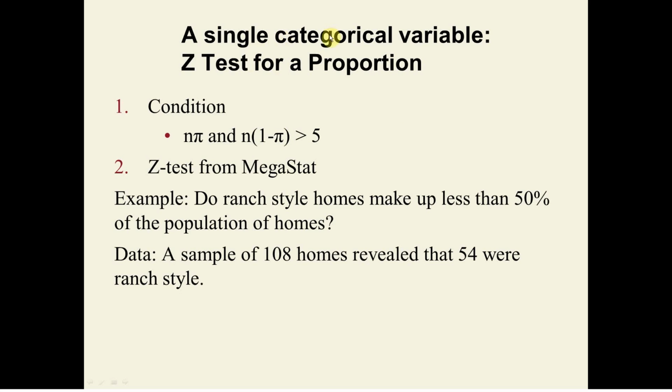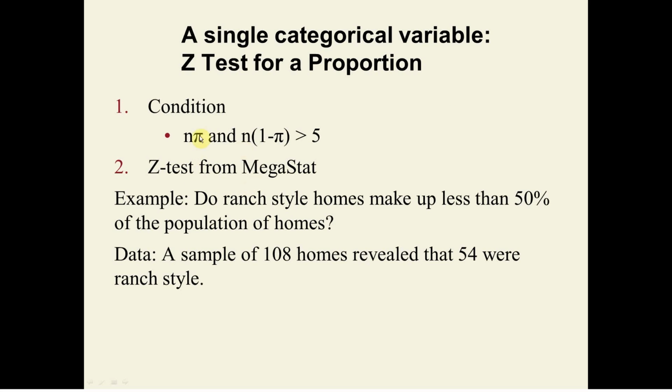Now let's consider categorical variables. Well, if we have categorical variables, then what we're interested in is the population proportion. We want to know what is the proportion that's in one category, and the opposite would be the proportion in the other category. So we would use the z-test for a proportion. And the z-test for a proportion would be, you set up the hypothesis, except for instead of mu, it would be for the population proportion pi.